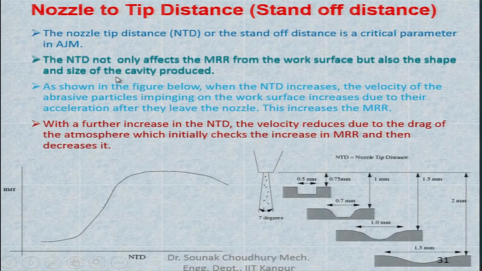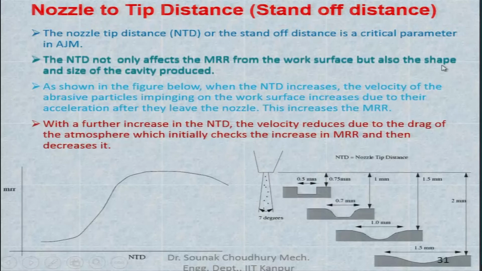So, I already explained to you that the material removal rate will be affected by changing the nozzle tip distance. Also the quality will be affected. Okay. Quality in the sense of the shape and size of the cavity that is being made, as shown in the figure. So, we will see this. When the nozzle tip distance is increasing, the velocity of the abrasive particles impinging on the work surface increases due to their acceleration after they leave the nozzle. This increases the material removal rate.